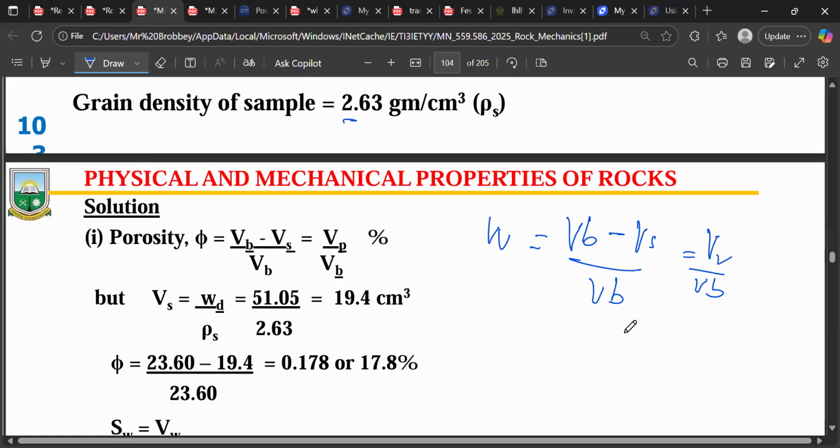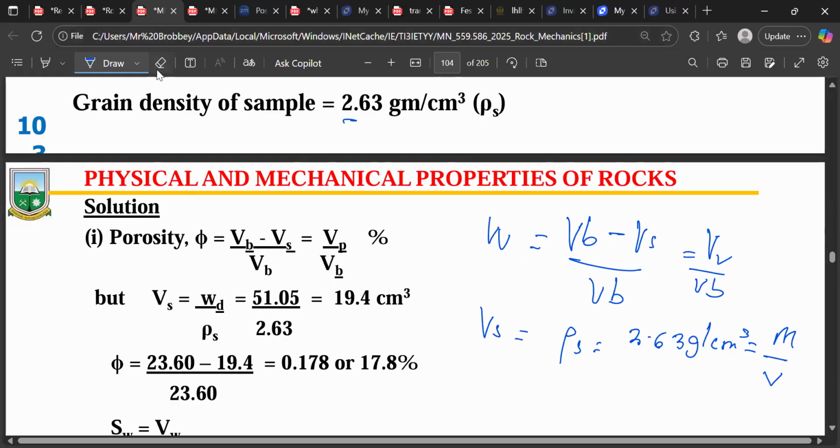VV over VB, right? Now, but we know that VS is the volume of the solid, which we can deduce from the density of the solid. And then we saw that the density of the solid is 2.63 grams per cubic centimeter. And then we know that density is equal to mass over volume. So now, in this question, we are playing with weight and W.